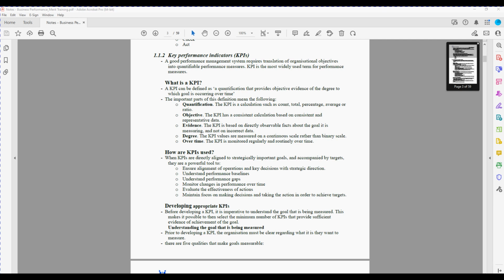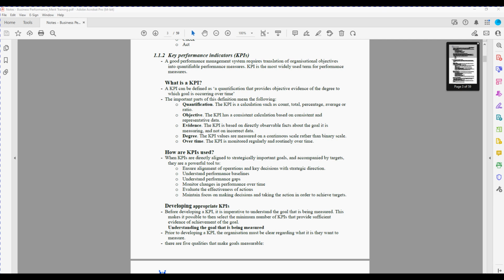Objective. So objective as in the sense of you're not biased by anything. So the KPI has a consistent calculation based on consistent and representative data. So it can't be influenced by changing the way it's calculated over time. It can't have adjustments in there from management, right, which might influence. It needs to be objective, so not biased.